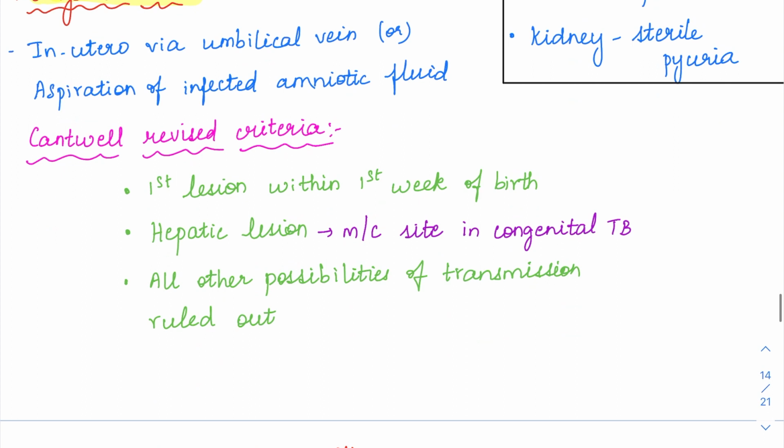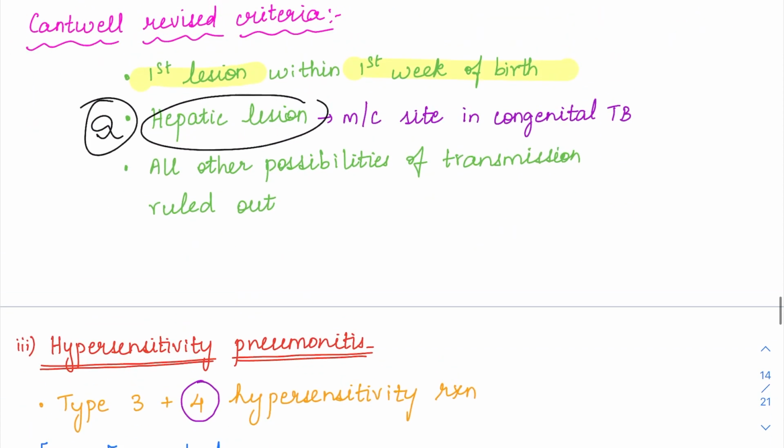Okay. So to diagnose congenital TB, we use Cantwell's criteria, and here usually the infant will show the very first lesion within the first week of birth itself. And the commonest lesion here will be a hepatic lesion rather than a lung lesion. So in congenital TB, it is a hepatic lesion which is the first lesion, rather than a lung lesion as in primary tuberculosis. And other than that, all other causes of transmission of tuberculosis, like various external factors or tuberculosis exposure after birth, have to be ruled out to call it congenital tuberculosis.